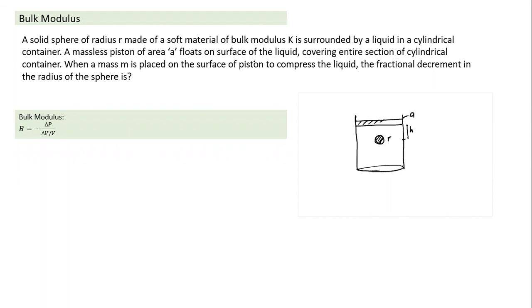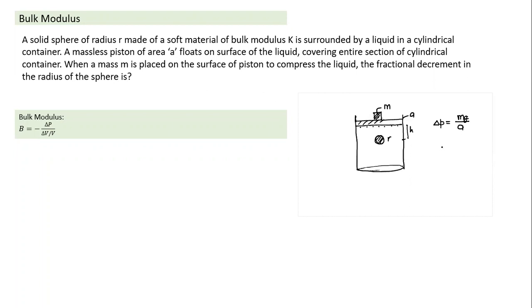When mass M is placed on the surface of the piston, what is the effect? This we have done in fluids. When we place a mass M here, the pressure at the bottom of the piston will increase, and everywhere in the liquid the pressure will also increase, from Pascal's law. So there's an increase in pressure. What is delta P here? Delta P is equal to weight divided by area of cross section. The entire story is only to tell that the increase in pressure is equal to mg by A.